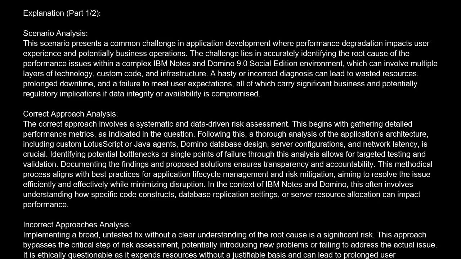Incorrect approaches analysis. Implementing a broad, untested fix without a clear understanding of the root cause is a significant risk. This approach bypasses the critical step of risk assessment, potentially introducing new problems or failing to address the actual issue. It is ethically questionable as it expends resources without a justifiable basis and can lead to prolonged user dissatisfaction. From a regulatory perspective, if the performance issue impacts the availability or integrity of regulated data, this haphazard approach could lead to non-compliance with data protection or business continuity regulations.